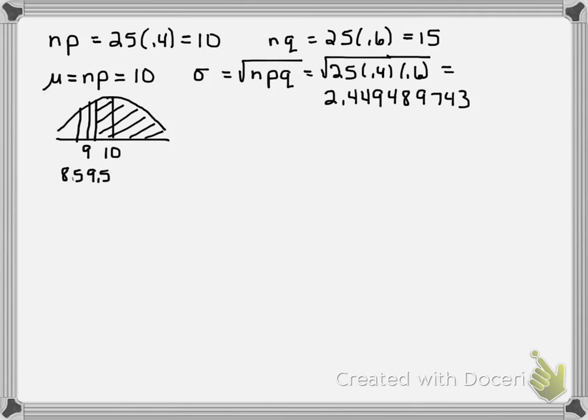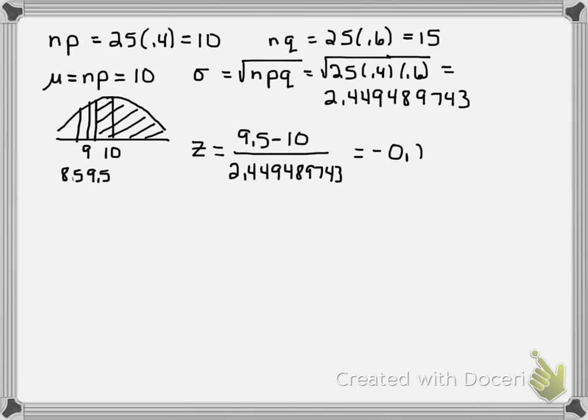If we're using table A2, then we need to convert 9.5 to a z-score. So z is equal to 9.5 minus the mean, which is 10, divided by the standard deviation of 2.449489743. Rounding to 2 decimal places, you should end up with negative 0.20.